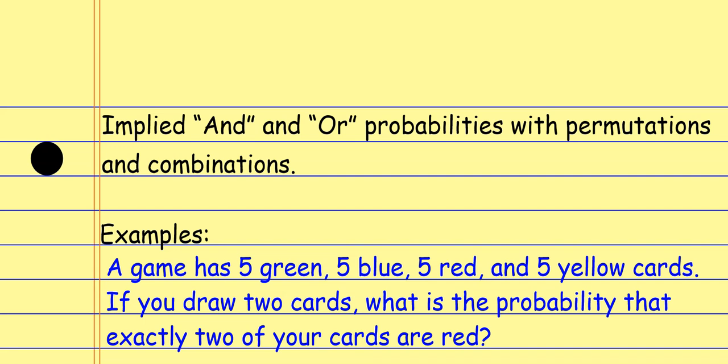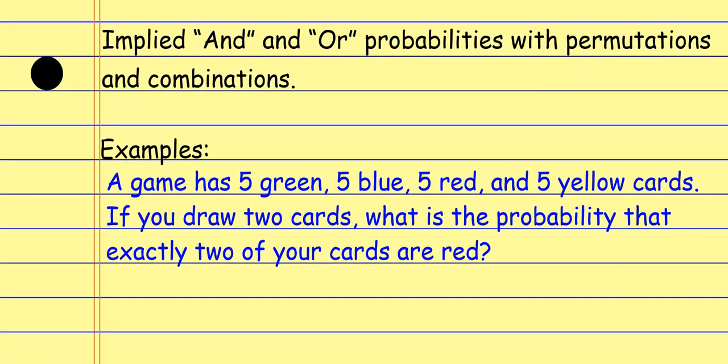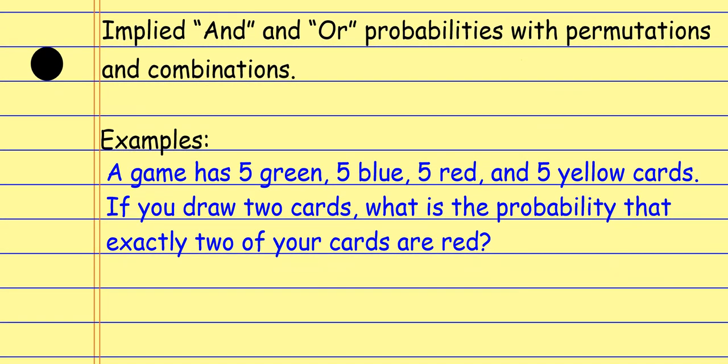So for example, a game has 5 green, 5 blue, 5 red, and 5 yellow cards. If you draw 2 cards, what is the probability that exactly 2 of your cards are red? Notice there's no "and" written here. There's no "or" written here. So we have to just think about the situation.